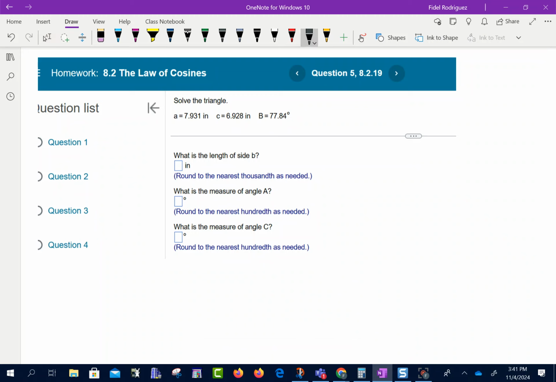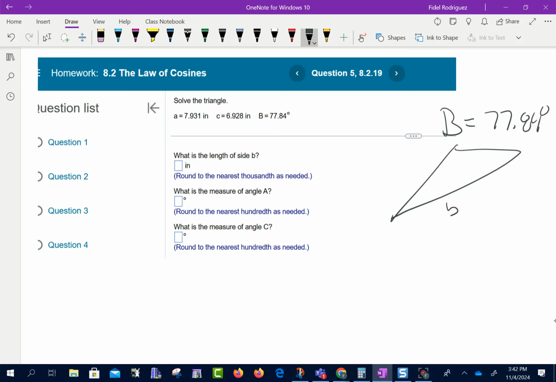So y'all, first thing I'm going to do, I'm going to draw a triangle. It's going to look something like this. That looks a little messy, so let's try this again. There we go. Okay, so y'all, we know an angle for B. My angle B here is 77.84 degrees.